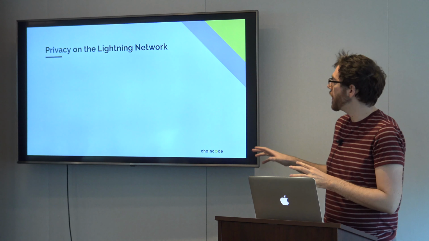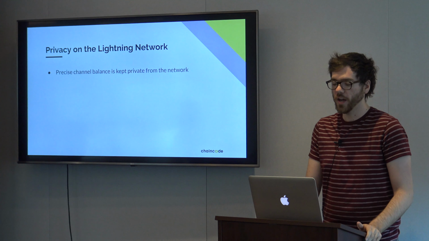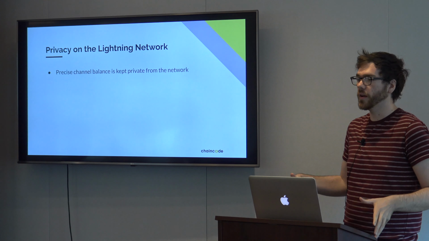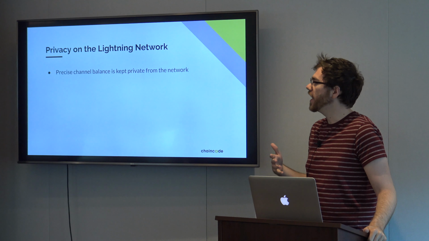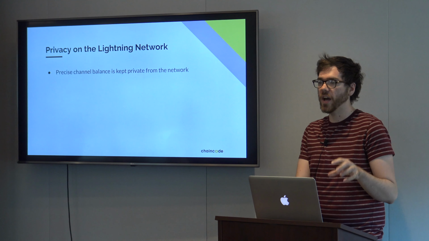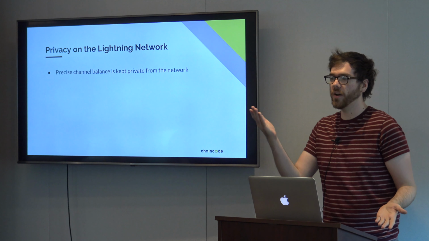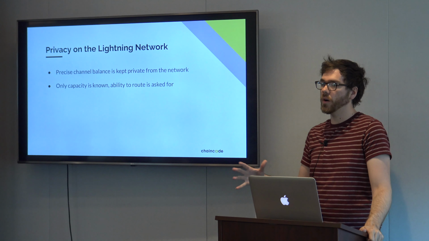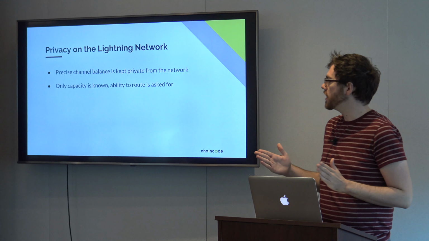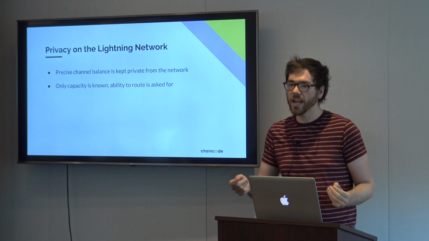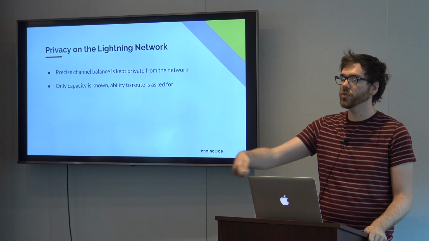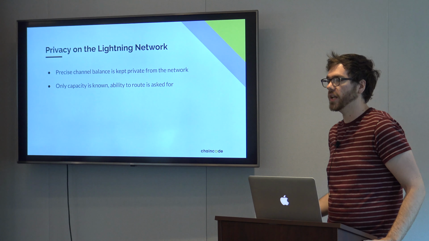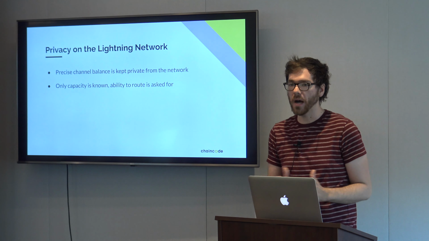So let's talk a little bit about privacy on the Lightning Network first. The precise channel balance of any given node is actually a secret on the network. Hopefully, you don't want to tell people exactly how much balance you have between the two nodes in the channel. The only thing that we do know on the network is the maximum capacity of the channel, and nodes have the ability to ask you to route something through it. So you kind of get this binary, yes, I can route it, or no, I cannot. And you know the maximum amount that it could possibly route.